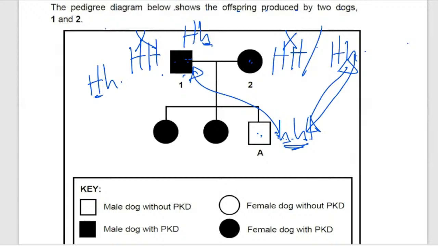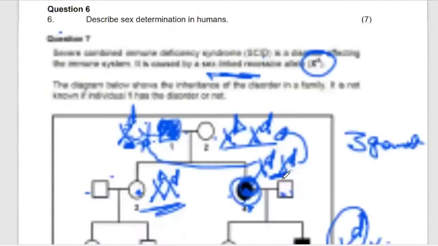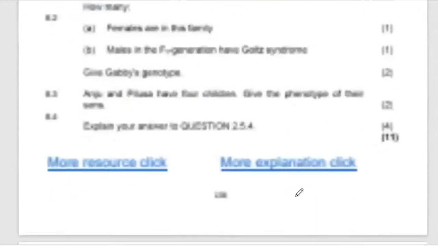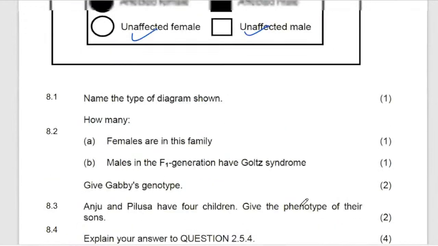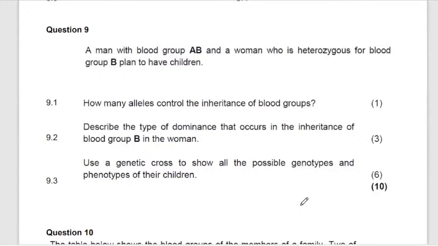I think you have got it. I'm no longer confusing you. How many genes control blood group, guys? It is one gene. How many alleles control blood group? One gene, and that gene is blood group. Do you have any other gene? It's one gene, blood group. But how many alleles?